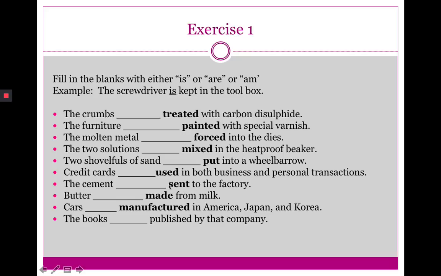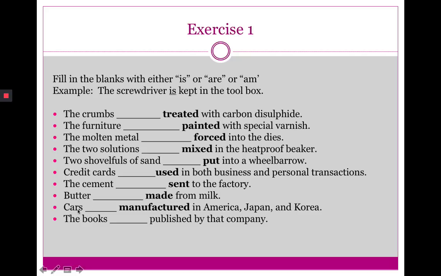Okay, look at the words send and made. Send as present is send, past tense is sent, past participle is also sent. Okay, look at the word made. Present is make. Past tense is made. Past participle is also made.